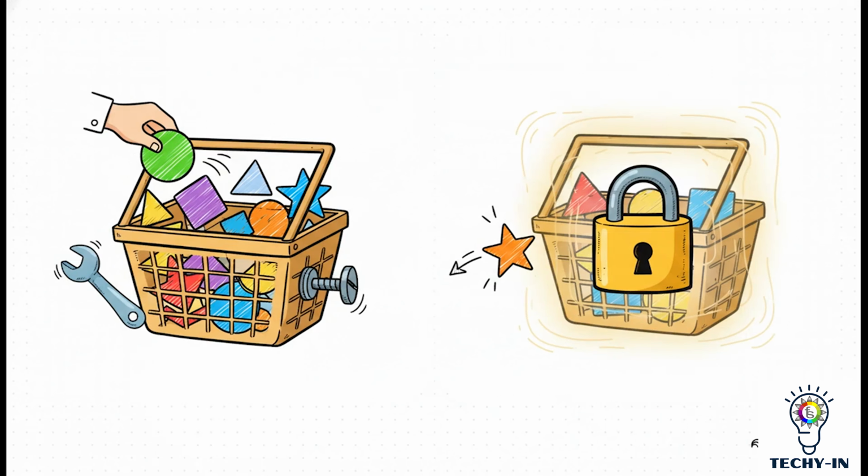Now this brings us to a really critical difference between lists and tuples: mutability. A list is mutable, which is just a fancy way of saying it's changeable. Think of a shopping list. You can add things, remove them, change your mind. A tuple, on the other hand, is immutable. It's like a locked box. Once it's created, its contents can never be changed. And this is actually great for data you want to protect, like coordinates or important settings.